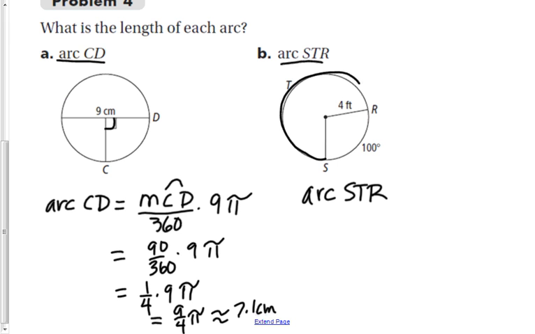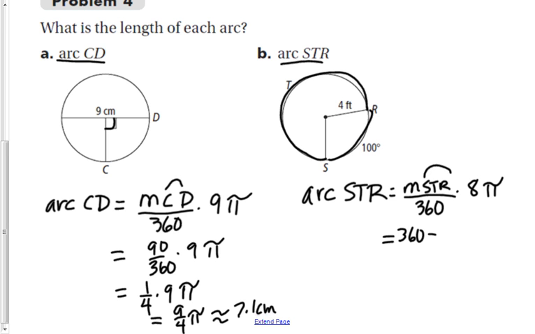So this one, all right. To find that, we need to take the measure of arc STR, which means how many degrees it is, divided by 360. We need to multiply that by the circumference of this. In this case, we're given the radius is 4, so we're going to double that to get the diameter. So times 8 pi. And to find this measure, we have to take 360, since it's a major arc, minus RS, which is 100, and divide that by 360, multiply that by 8 pi.